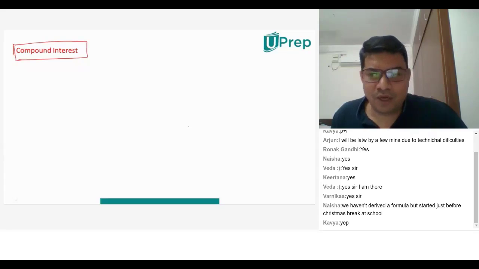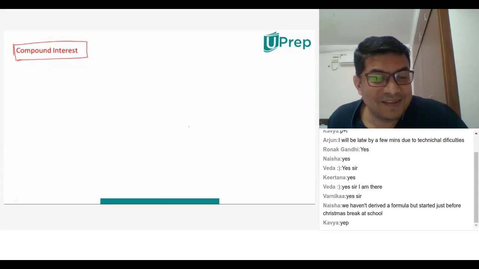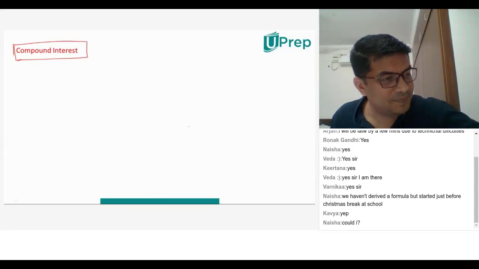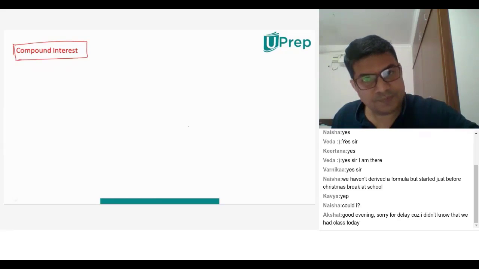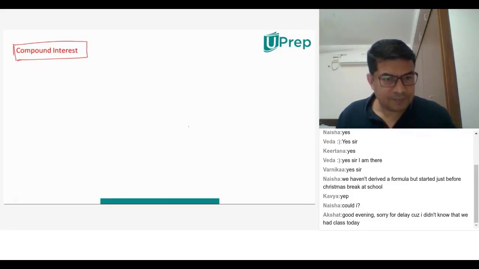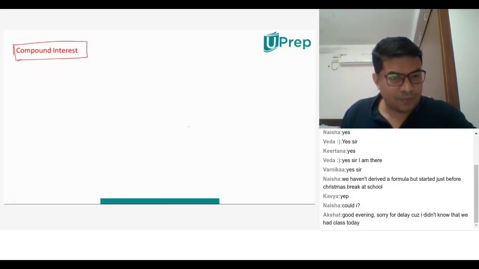Yeah, Ronak, go ahead. In compound interest, the principal changes if it is more than 1 year. Okay, if it's more than 1 year, what changes? Principal. Okay, how does it change? That's a good answer, but how does it change, or why does it change? Because interest is added into it, and then the amount is taken for the next year.